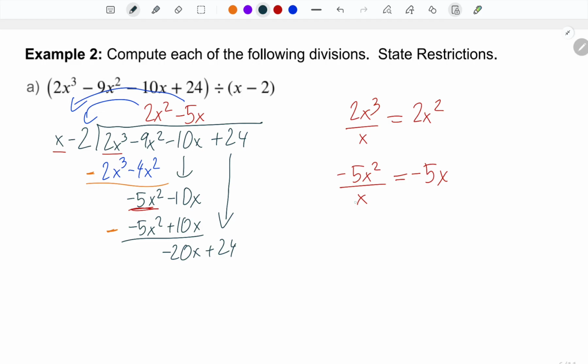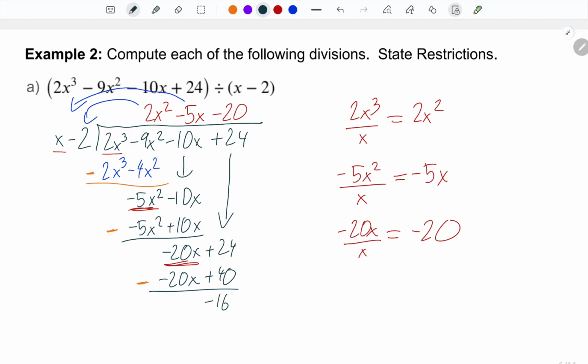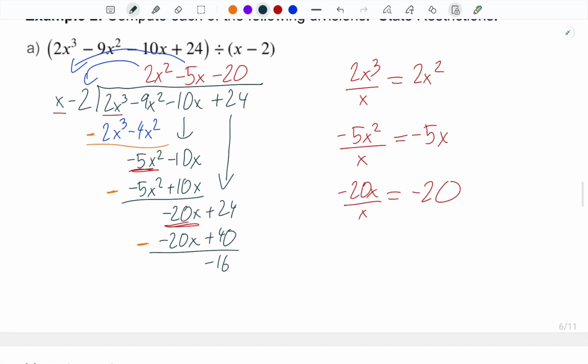We can still keep dividing. Divide by that part in front. So negative 20x divided by x is just negative 20. So we have a minus 20 here. And if you multiply the minus 20 back in, you will get minus 20x. 2 times 20 will be 40. Subtract. And what do we get? First part cancels out. 24 minus 40 is a negative 16. And x can't divide into negative 16, so that's where we stop. There's nothing else to bring down. Okay, so that's a look at that example.